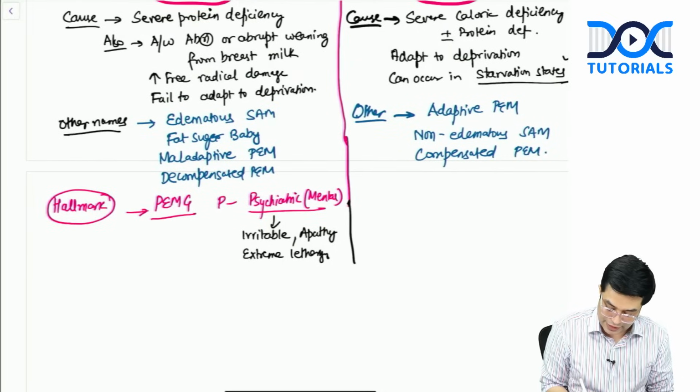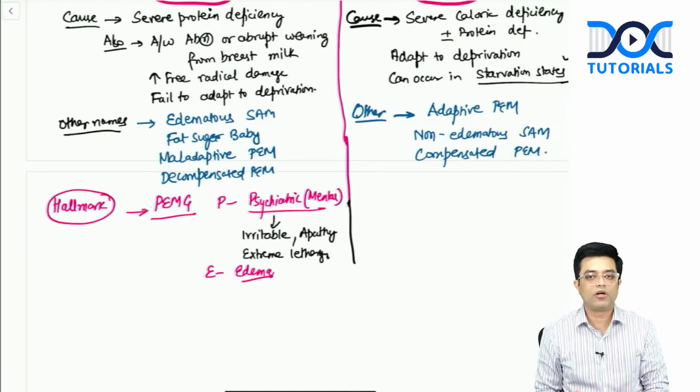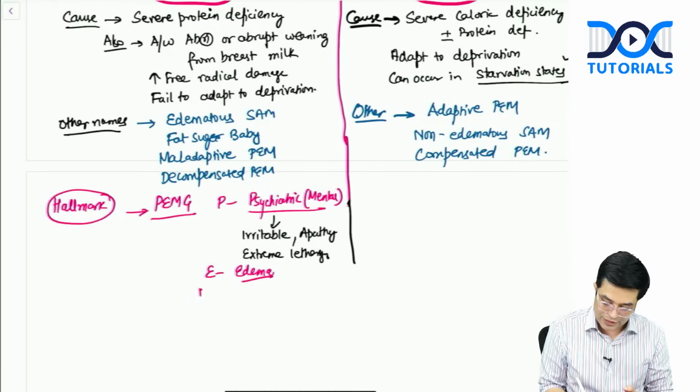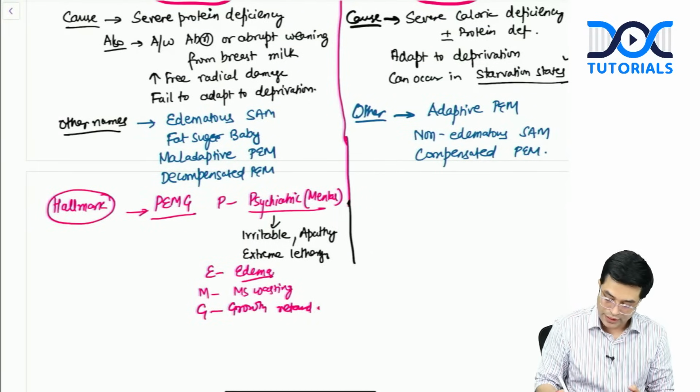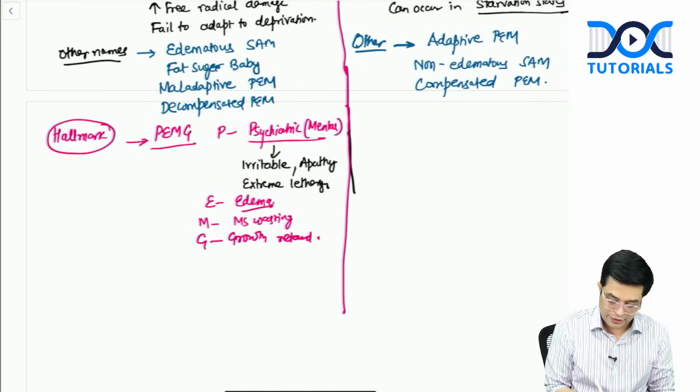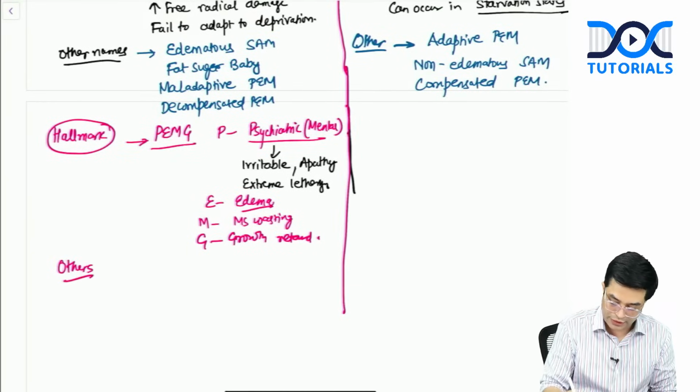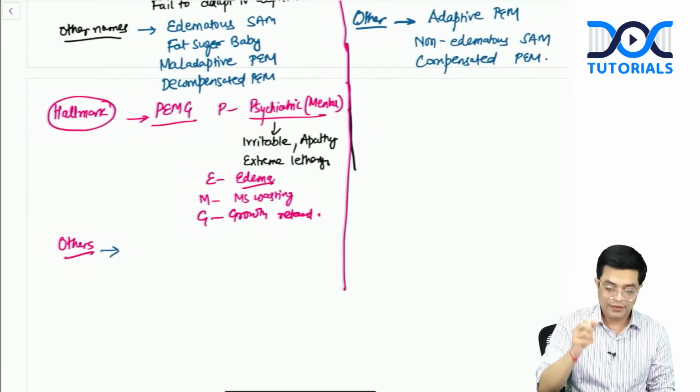Secondly, these children will have E, that is edema. Edema is often present. It can progress to involve ascites also. M stands for muscle wasting, which can be hidden by the edema fluid, and G stands for growth retardation. So इन बच्चों का growth नहीं होता. In addition, you will find that other features which can occur in kwashiorkor, अगर इसमें से कोई भी पॉइंट आपके नोट्स में मिसिंग है, प्लीज ऐड इट.